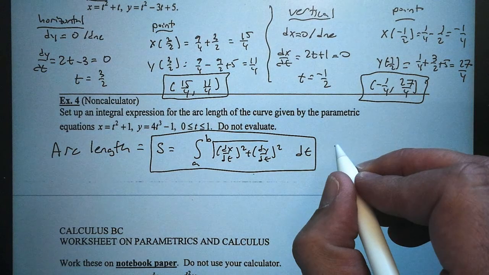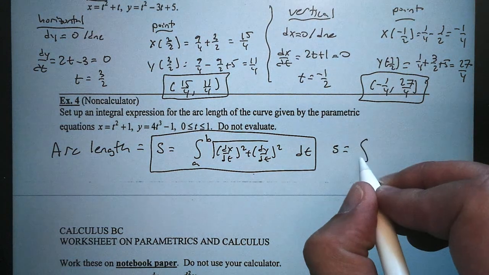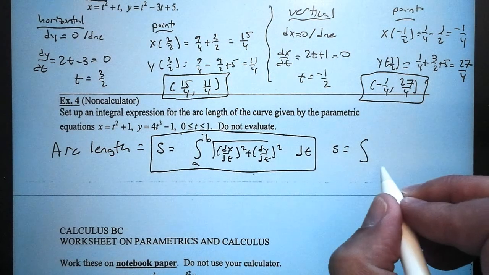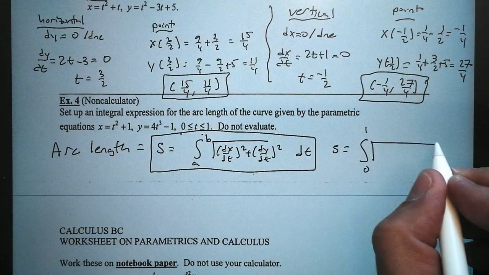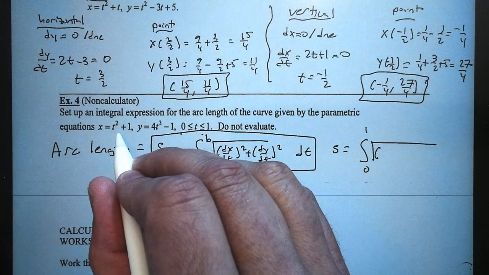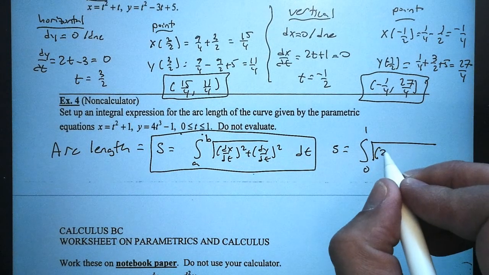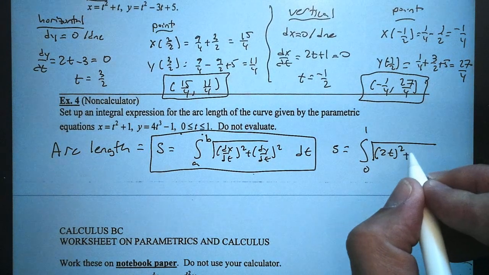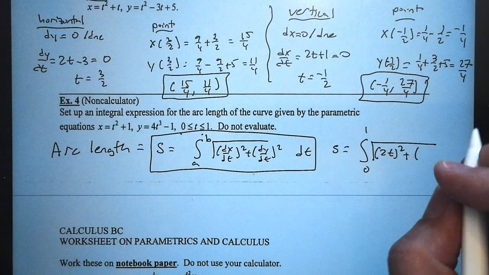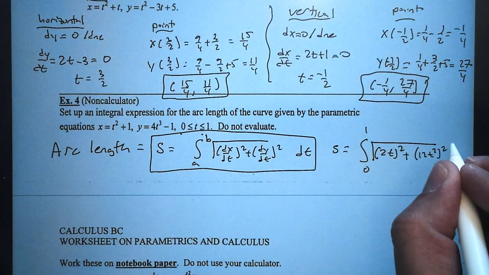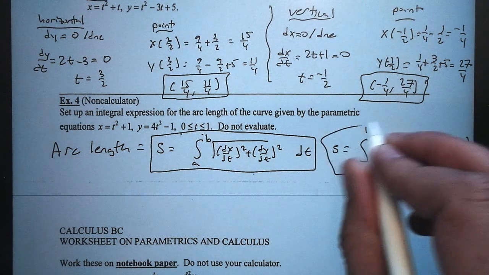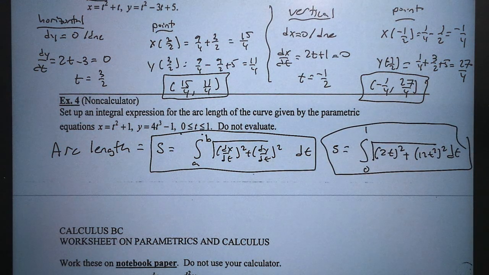Our arc length, S, would be the integral as t goes from 0 to 1 of the square root of the derivative of x with respect to t, so that becomes 2t squared, plus the derivative of y, which becomes 12t squared, dt.